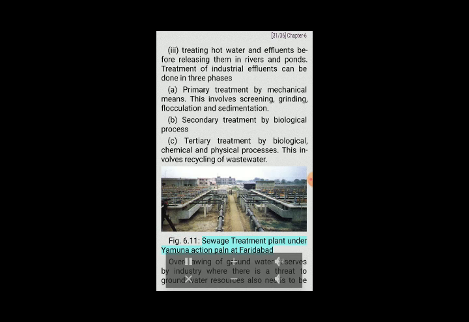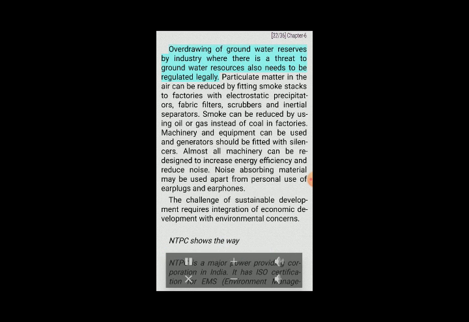Fig. 6.11. Sewage treatment plant under Yamuna Action Plan, Faridabad. Overdrawing of groundwater reserves by industry where there is a threat to groundwater resources also needs to be regulated legally. Particulate matter in the air can be reduced by fitting smokestacks to factories with electrostatic precipitators, fabric filters, scrubbers, and inertial separators. Smoke can be reduced by using oil or gas instead of coal in factories.